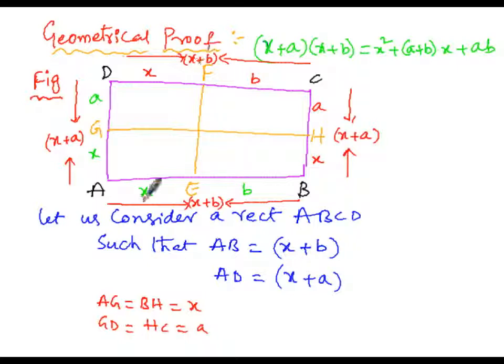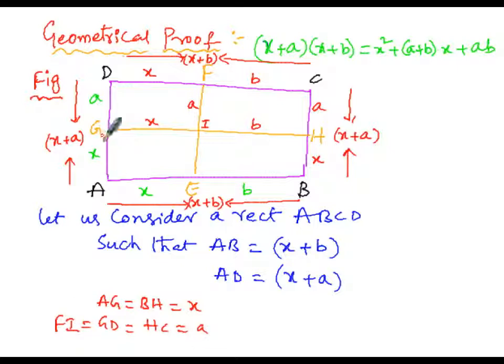So here both lines, GH and EF, are intersecting at the point called I. Since AG is x, then GI also will be x, and DF is already x. Since EB is b, then IH will also be b, then FC is already b. Since GD is a, then IF is also a, then HC is also a. So GD equals HC equals IF or FI, each equal to a.